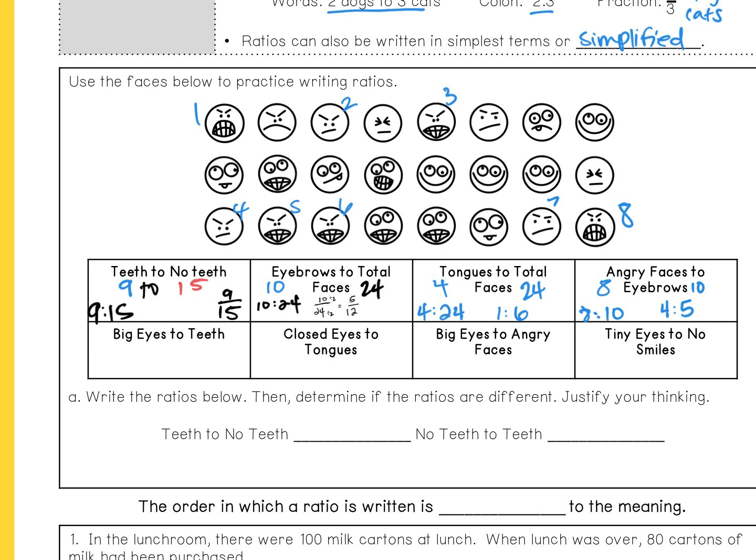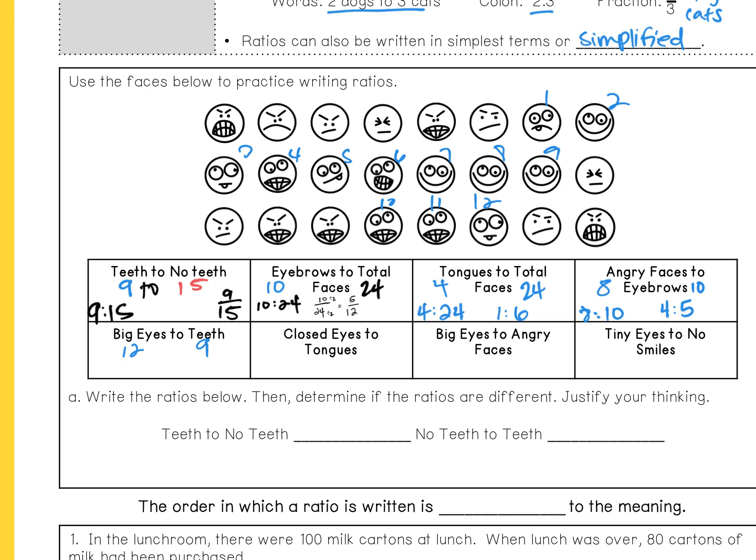Now I want to find my big eyes to teeth. We know from our first problem that there are 9 faces that have teeth. Now we're going to count the ones with big eyes. I have 1, 2, 3, 4, 5, 6, 7, 8, 9, 10, 11, and 12. So 12 of my faces have big eyes, and 9 of my faces have teeth.